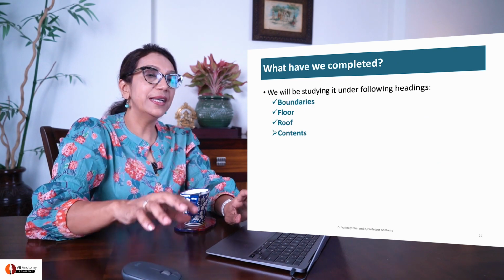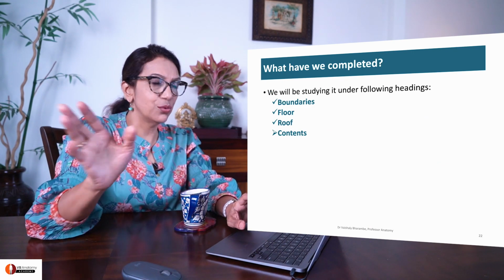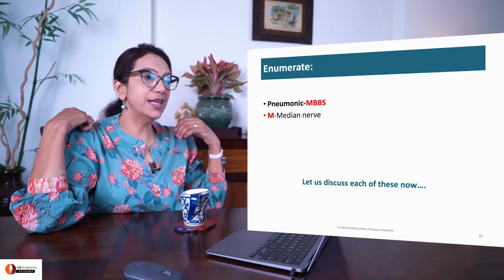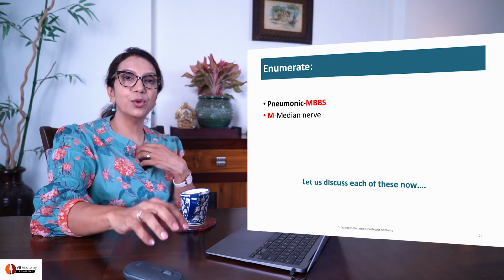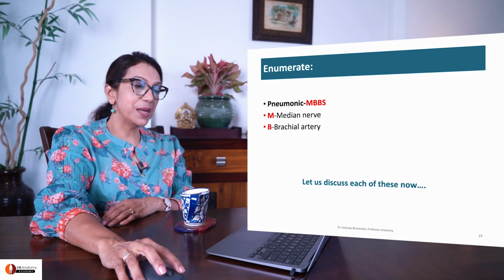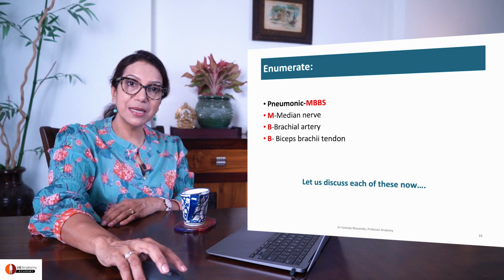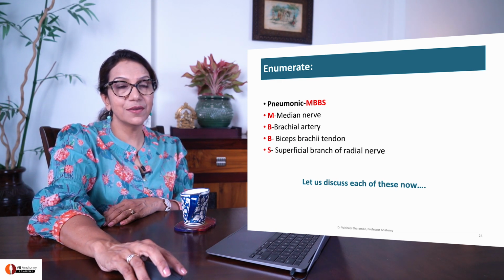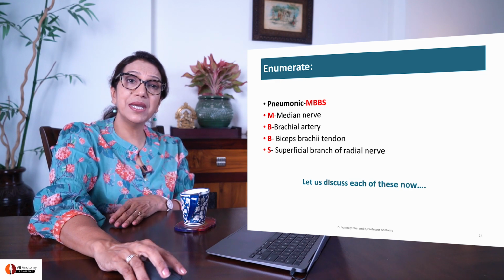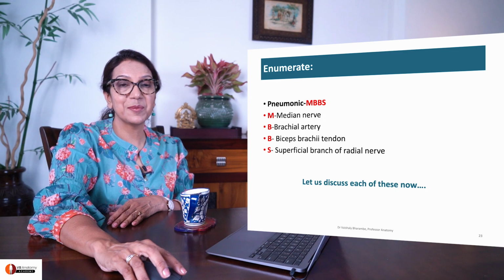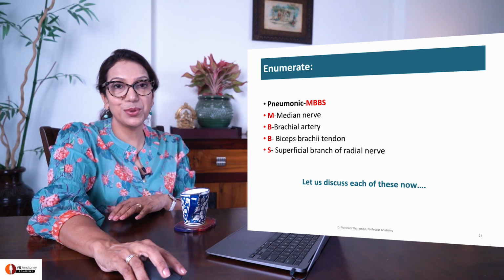Right. So we are done with boundaries, floor, roof. Now we come to contents. Traditionally, the contents have been remembered by the mnemonic MBBS. M for median nerve, B for brachial artery, B for biceps tendon, and S for superficial branch of radial nerve. I would prefer to call it MBBR, but somehow I've seen students wanting to call it MBBS. Fine, whatever rocks your boat.